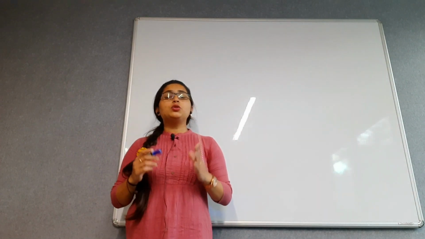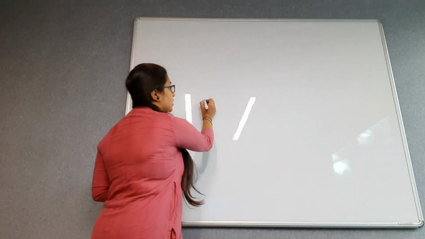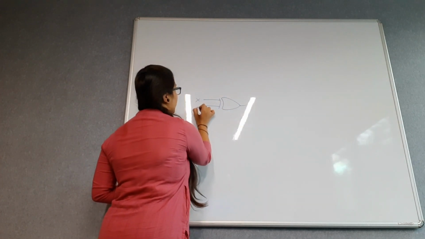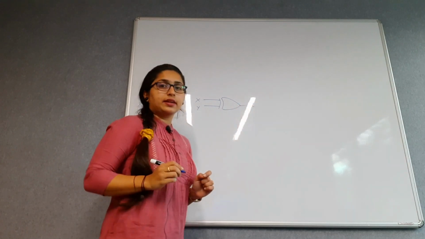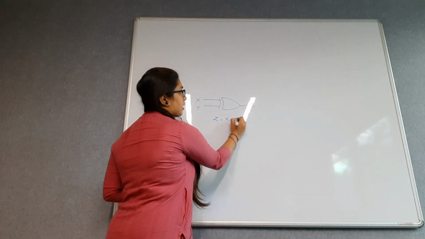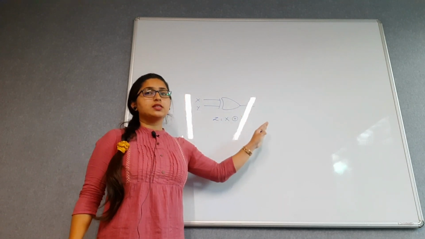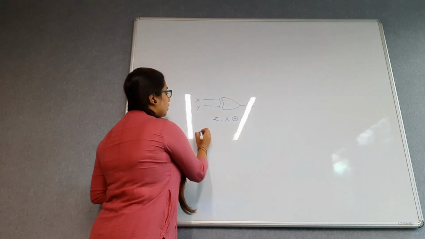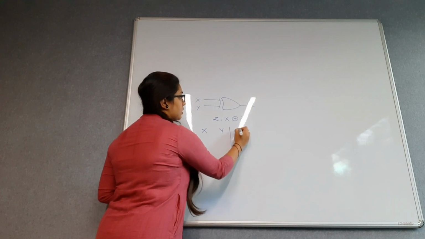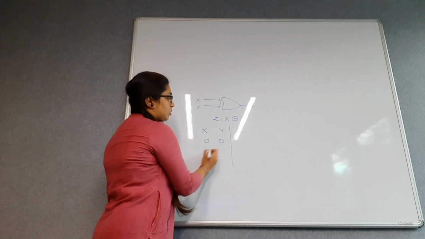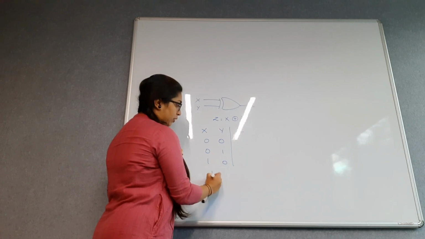Hello everyone. Do you all know what is the relation between the XOR gate and the XNOR gate? The XOR gate has this symbol, with inputs X, Y, and this is the output Z, where Z is X XOR Y. These are the two inputs to the XOR gate, and Z is the output. Now if you write the truth table for 2 bits, you know the combinations: 0 0, 0 1, 1 0, 1 1.